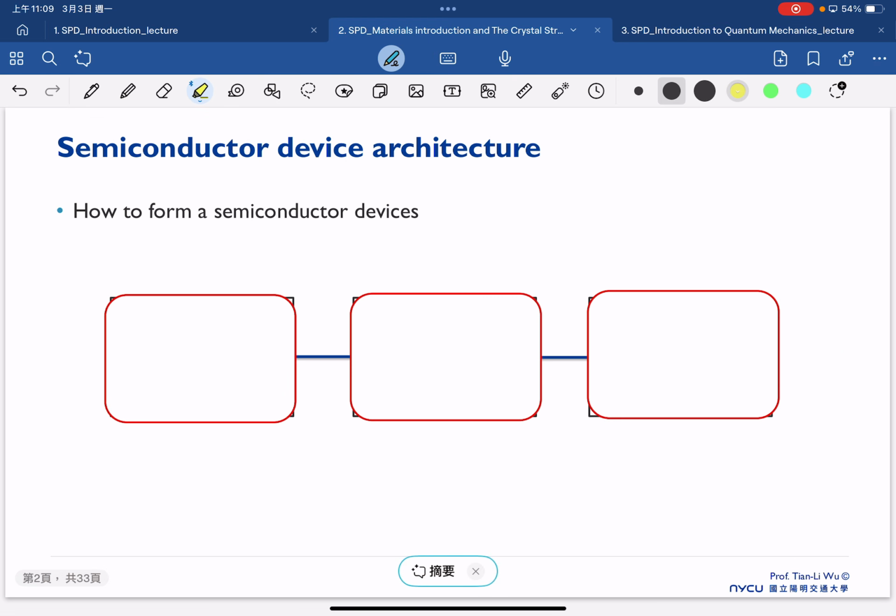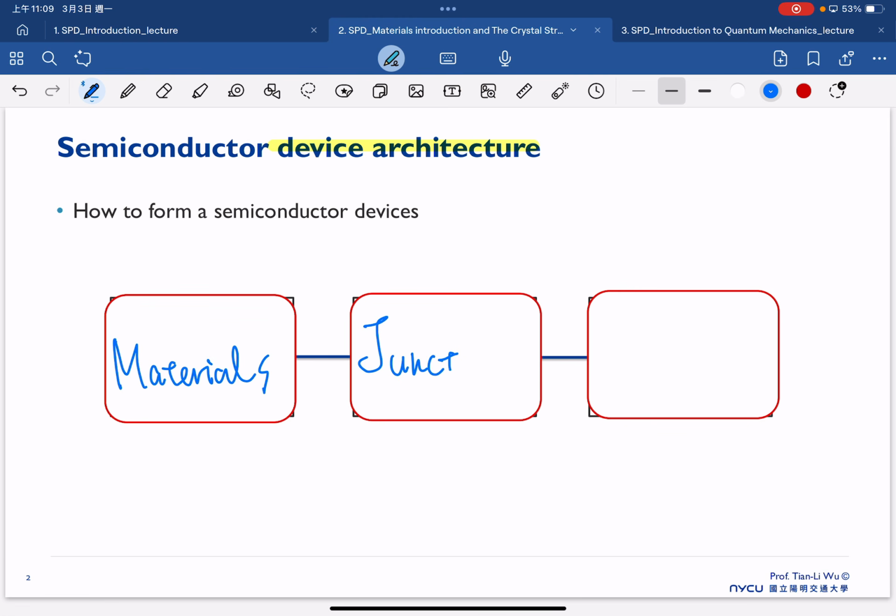So first of all, you have to understand what actually the semiconductor device architectures are and how to form the semiconductor device. If you look at the semiconductor device, it's basically a combination of 3 different pillars. The first one is materials. And then the second one is a junction. And the last one is a device.